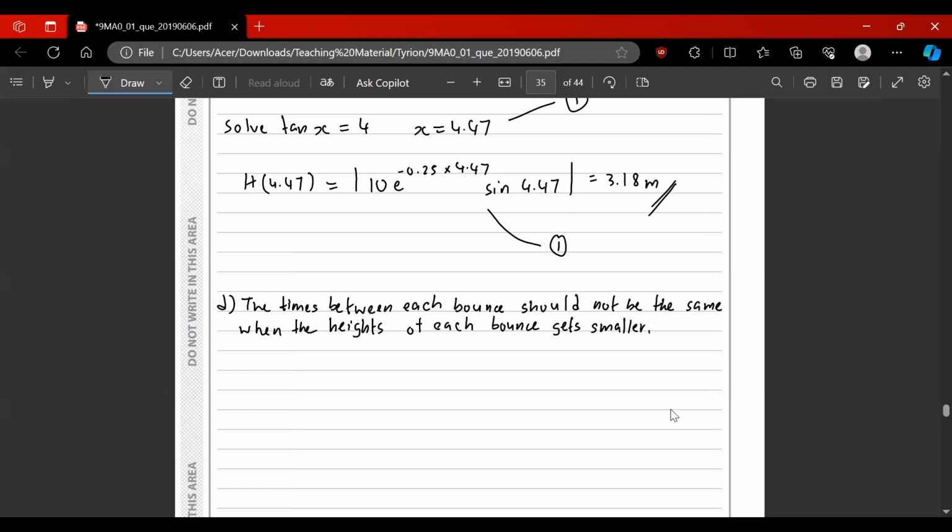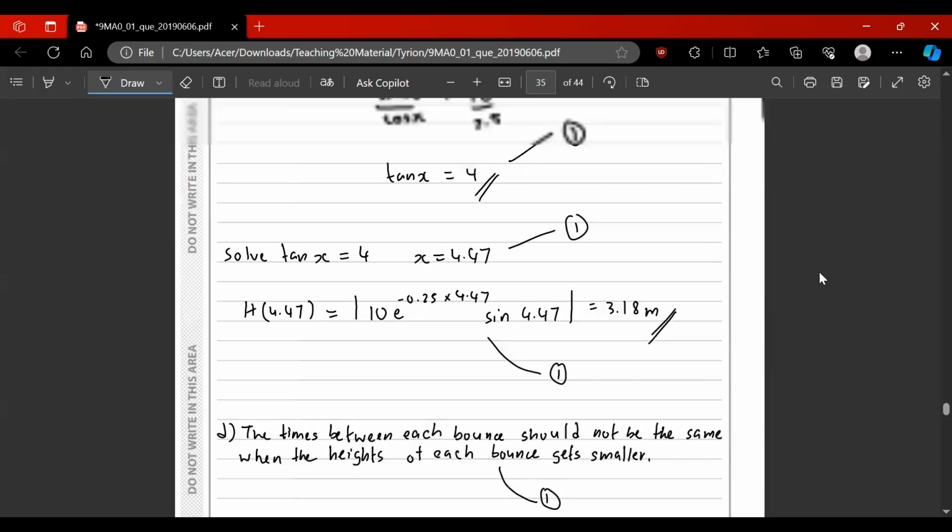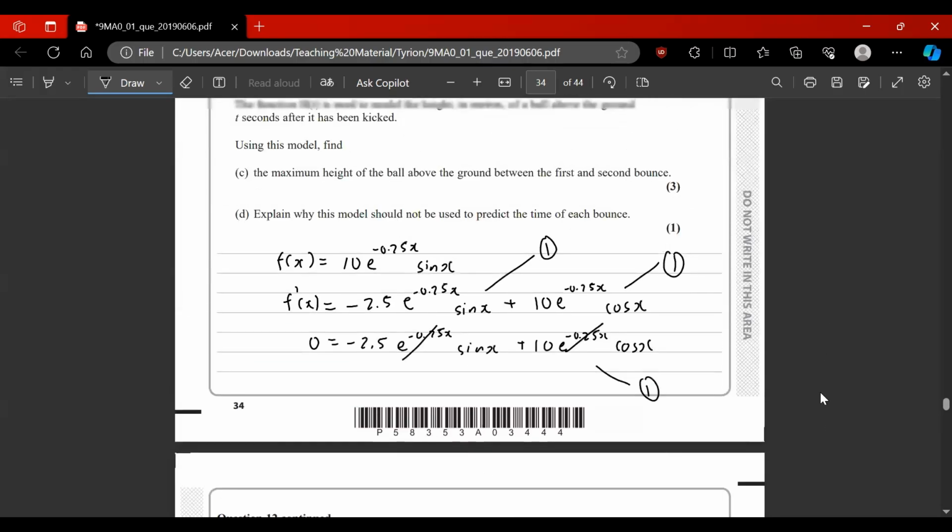So this is the answer for part D. And if you get that right, you score the mark there. So that is the end of question 12. Now we'll move on to question 13.